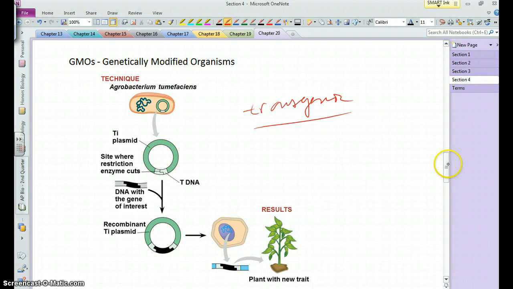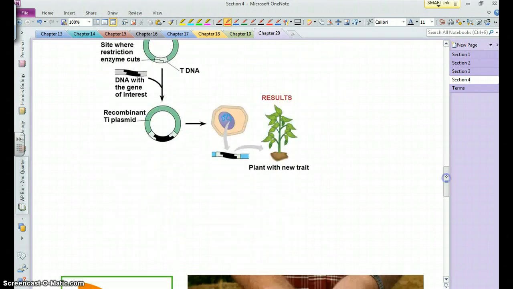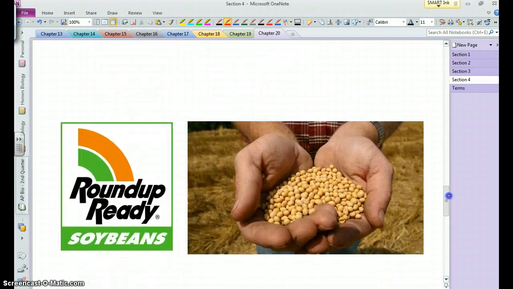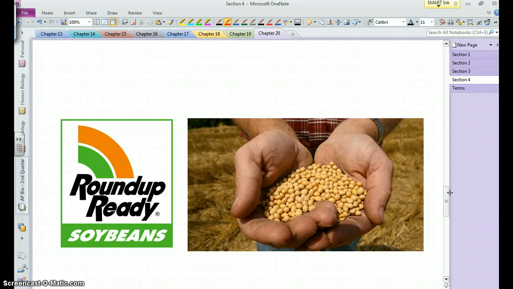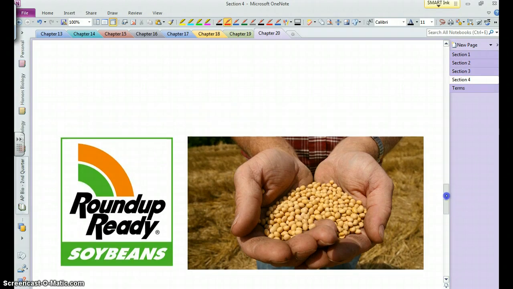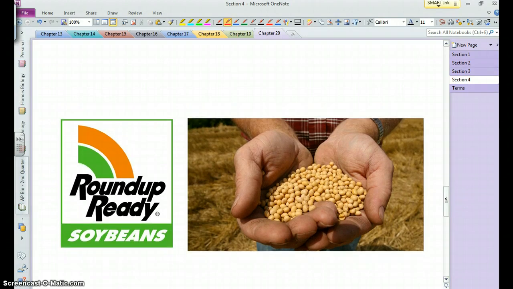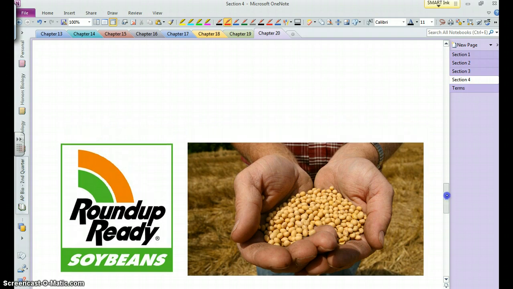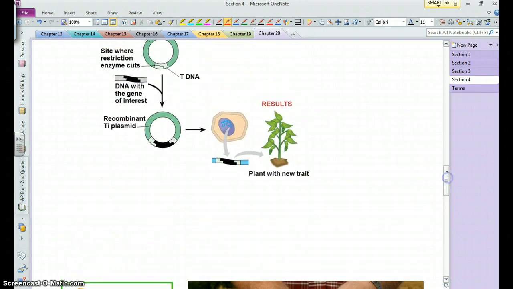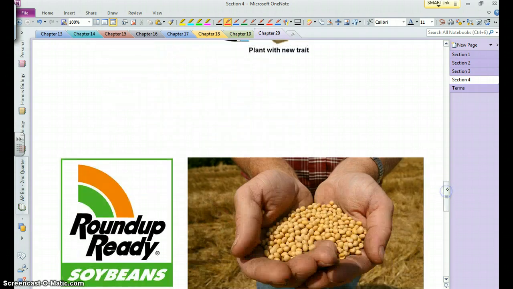This has been done quite a bit in plants. If you've ever heard of Roundup, Roundup is a herbicide, and there are now Roundup Ready soybeans, Roundup Ready cotton, there might even be Roundup Ready corn, I'm not sure. But essentially these plants have been engineered to resist this herbicide so that you can spray the field with the herbicide and it'll kill the weeds but not kill the crop plant.